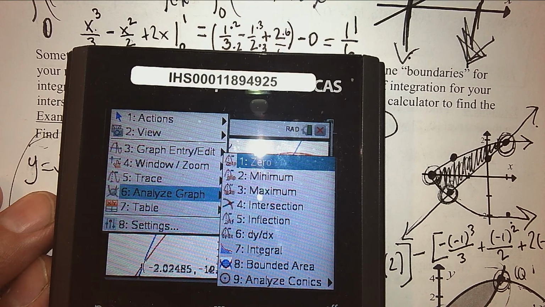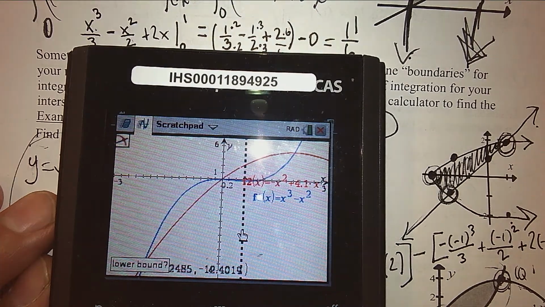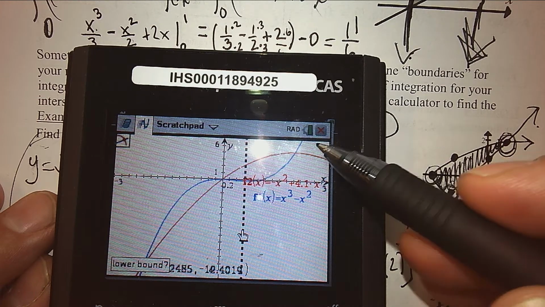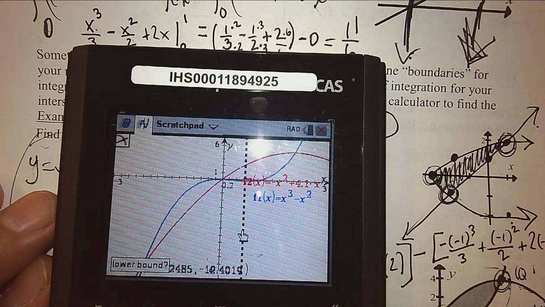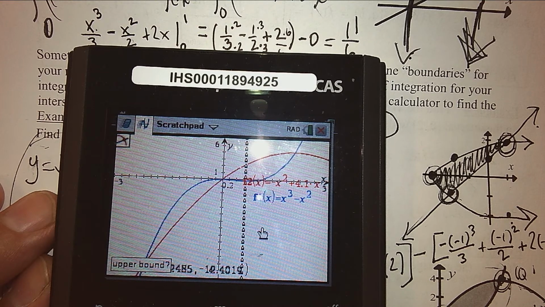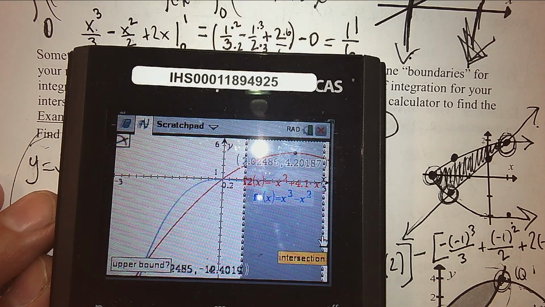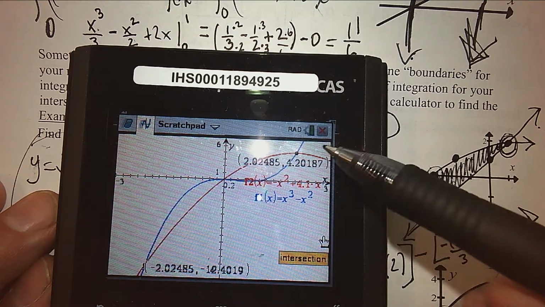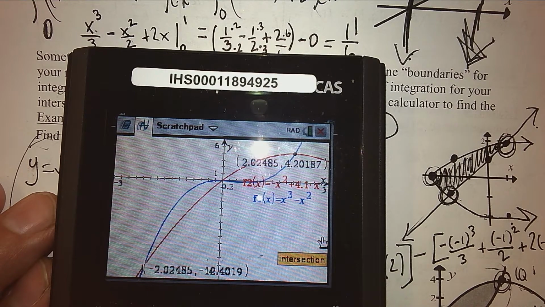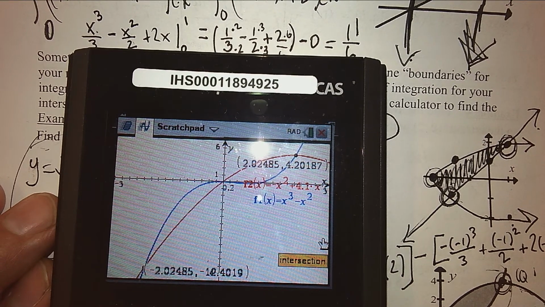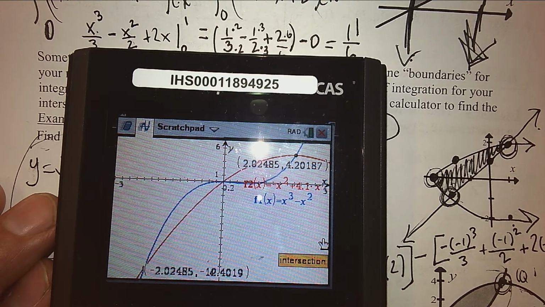I'm going to go to Intersection again, which is 4. And again, I want that upper intersection. So to the left, press Enter. Move it to the right of it, way right, make sure it covers it. Enter, and then what's that second point of intersection? What's the x value you see there? That's positive 2.02485. All right, so now we have our values.